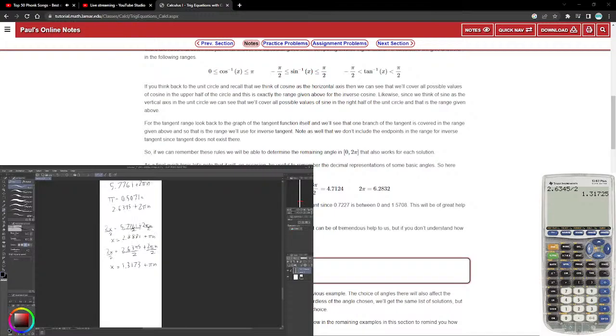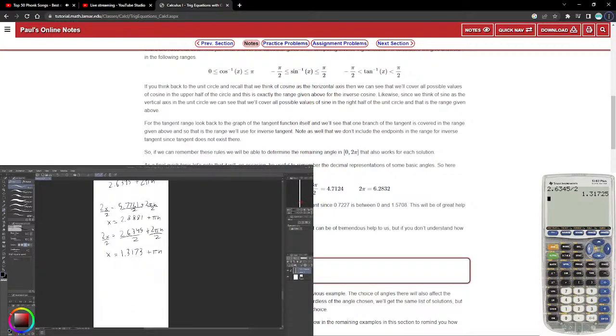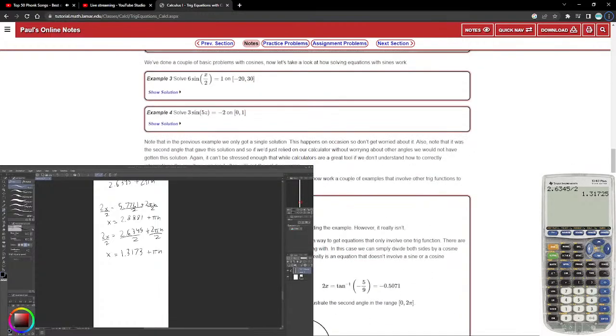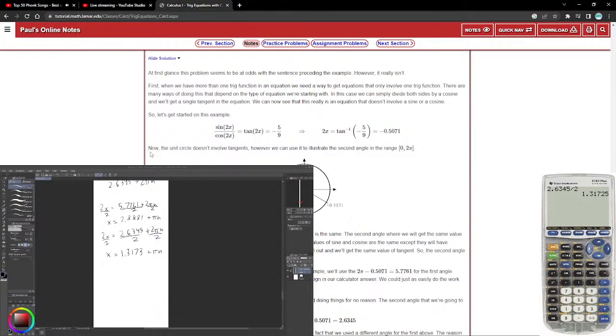So before I go looking for all the solutions, I'm going to make sure that I wrote these down right. Or did I stop reading? So let's get started on this example. Okay, you did that. Same thing I did. Now the unit circle doesn't involve tangents, however we can use it to illustrate the second angle in the range 0 to pi.